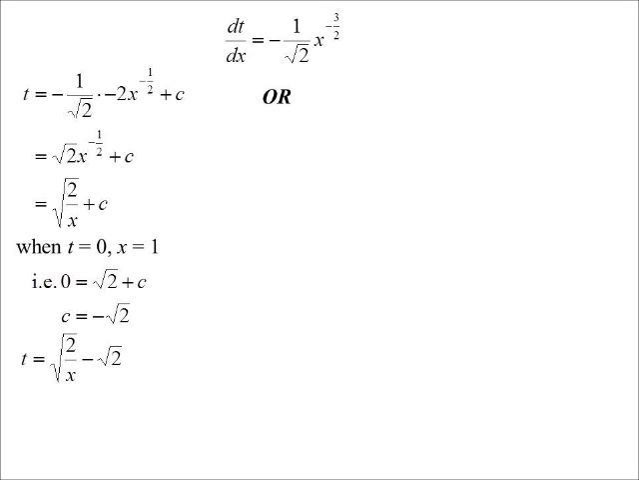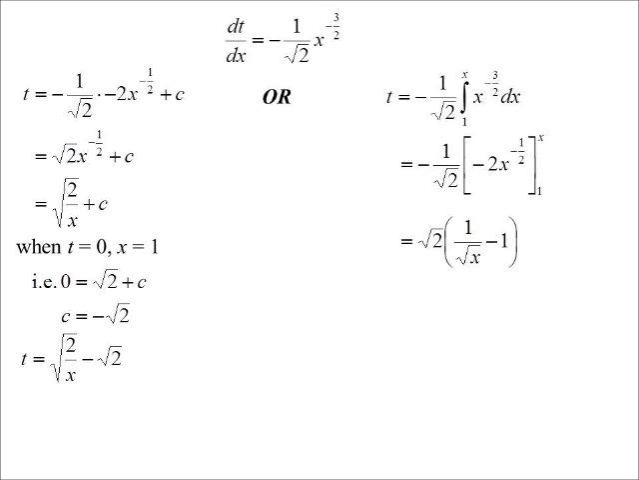Now another way I could have got there was to use a definite integral rather than playing around with the constants. So I could have said t is the integral from 1 to x of x to the minus 3 on 2. Okay? And then I'd sub in, and you'll see we actually get the same answer, although that one is factorised.